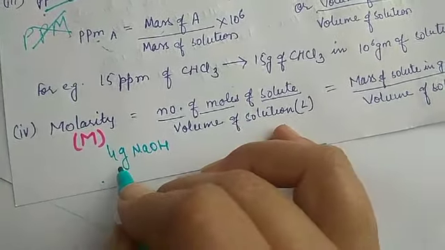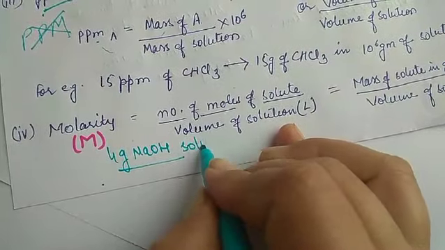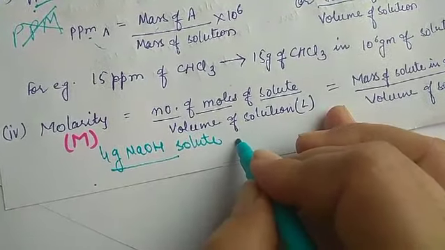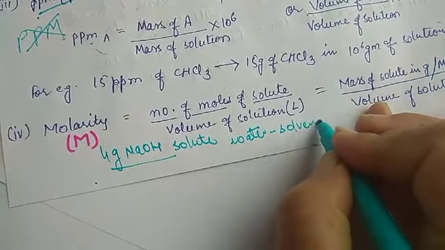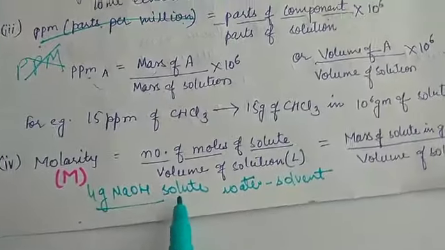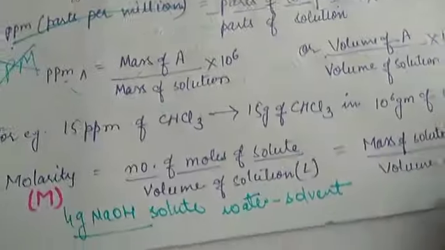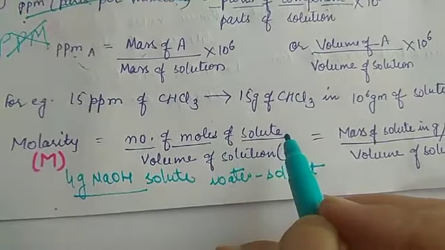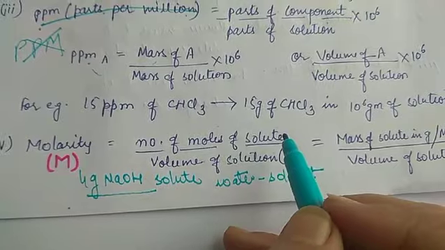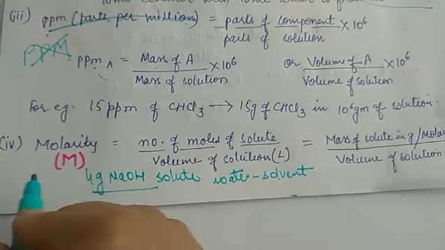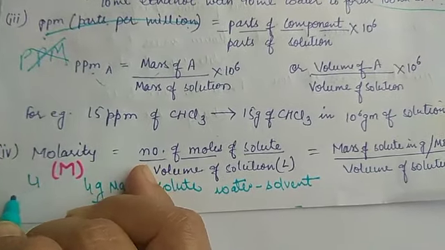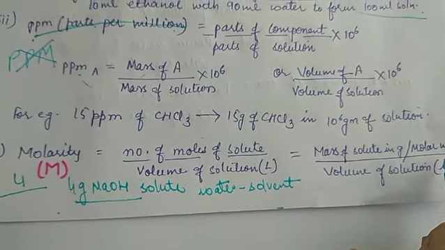Clear? So this is the solute, dissolved in water. Water is the solvent. So 4 gram NaOH. Now we have to calculate the number of moles of solute. So how to calculate the number of moles of solute? Mass of solute in gram. The mass of solute given is 4, that is 4 divided by the molar mass of solute.